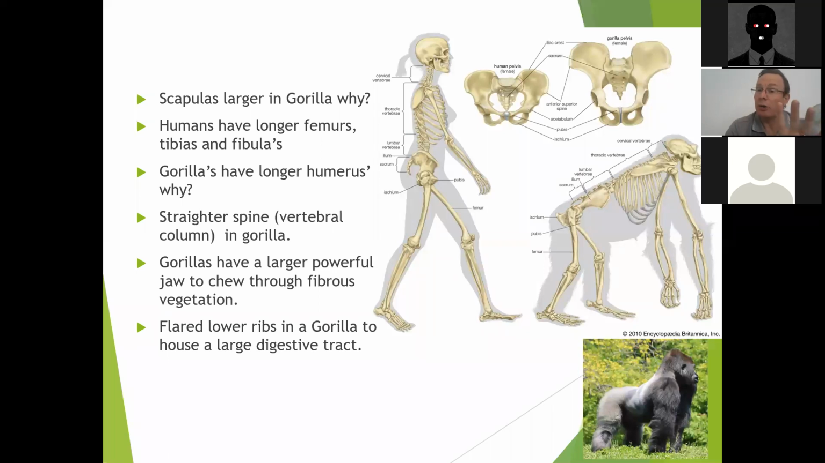So on our gorilla, we saw that we classify the scapula as a flat bone. And on gorillas, it's really big because it's a big muscle attachment. On us, it's still a broad muscle attachment for our shoulder girdle. We've also got the pelvis, the ilium, which is a flat bone, again a broad muscle attachment.